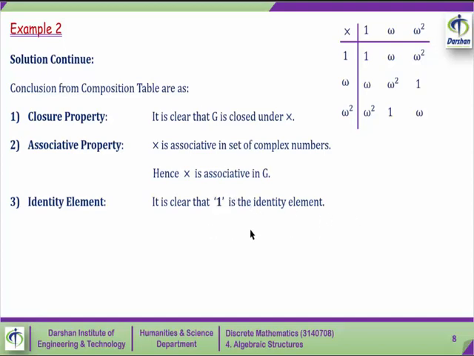1 into 1 is 1. 1 into omega is omega. 1 into omega square is omega square.